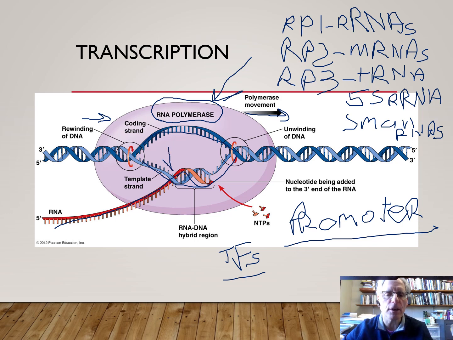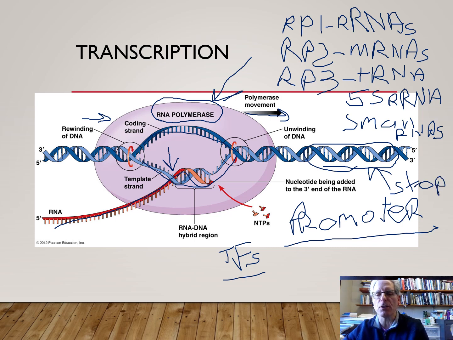There is a very powerful proofreading function in this enzyme. If it puts the wrong base in as it makes this RNA, it keeps getting checked. If it puts the wrong base in, it stops, backs it up, chips that errant base out, restarts the process again. Very accurate enzyme. Then there are sequences in the DNA that tell it to stop.